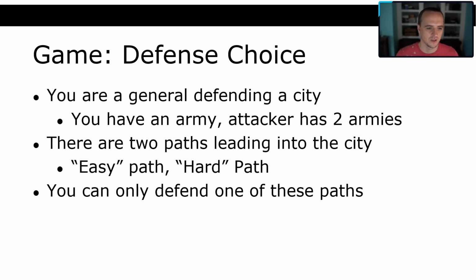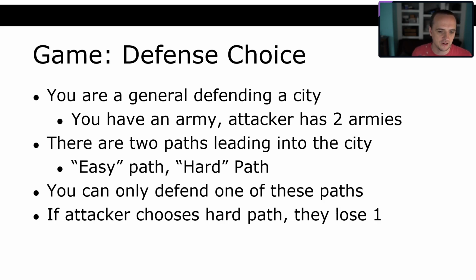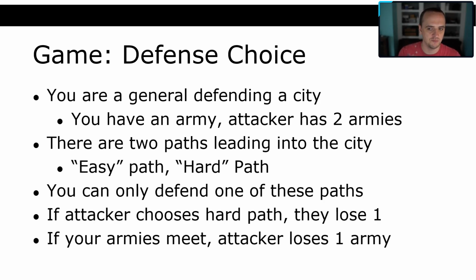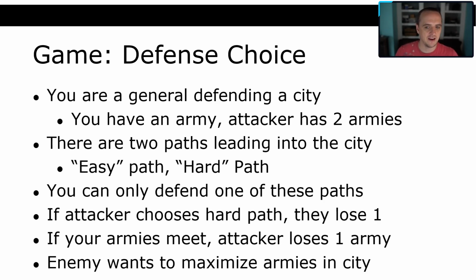If the attacker chooses the hard path, it's going to be through a mountain range. So just by choosing the hard path, they are going to lose 1 army. If your armies meet, the attacker loses 1 army. And the enemy wants to maximize the number of armies in the city, and you want to minimize the number of armies in the city, or maximize the number of armies that you kill.